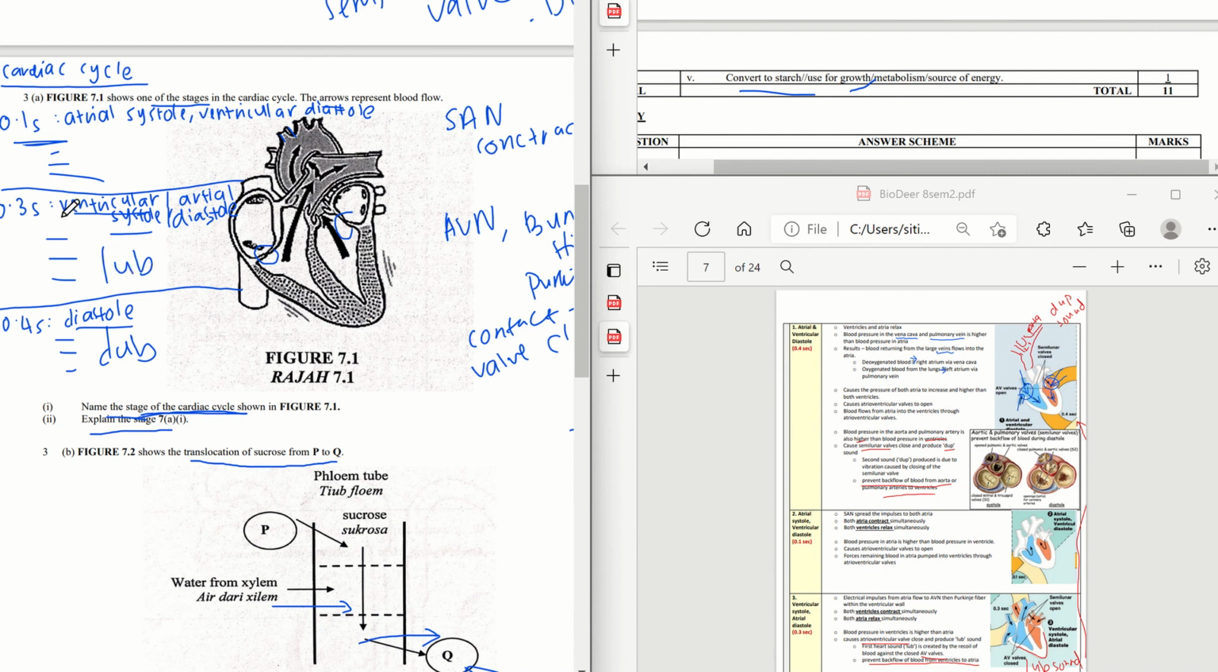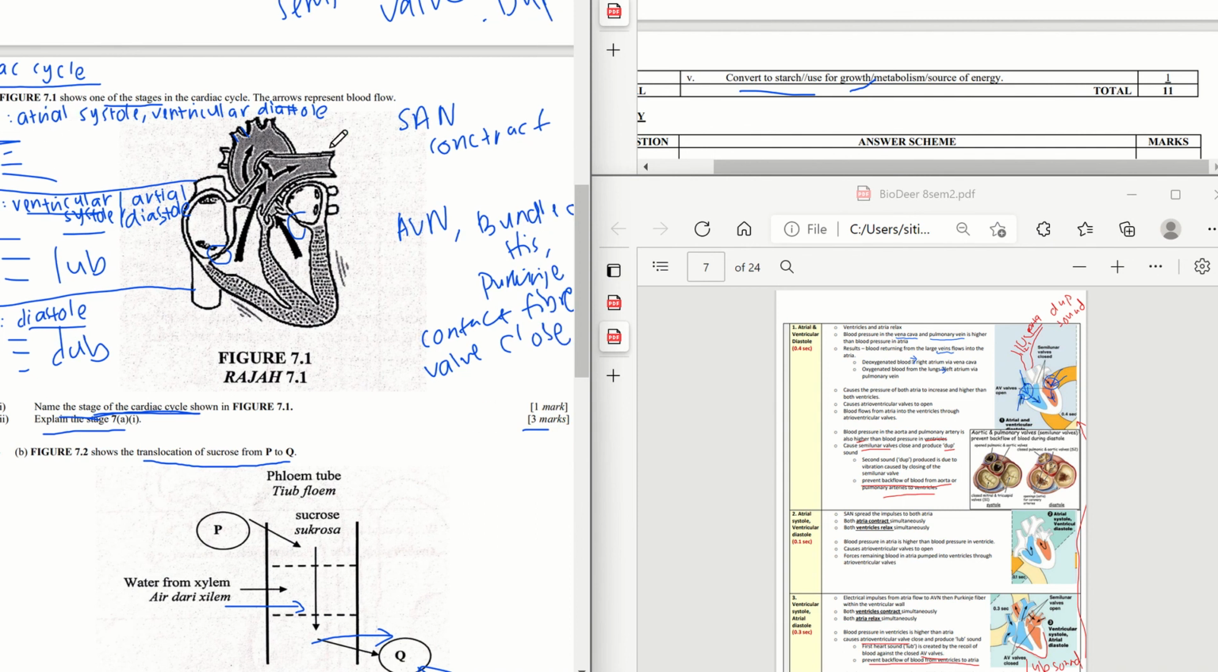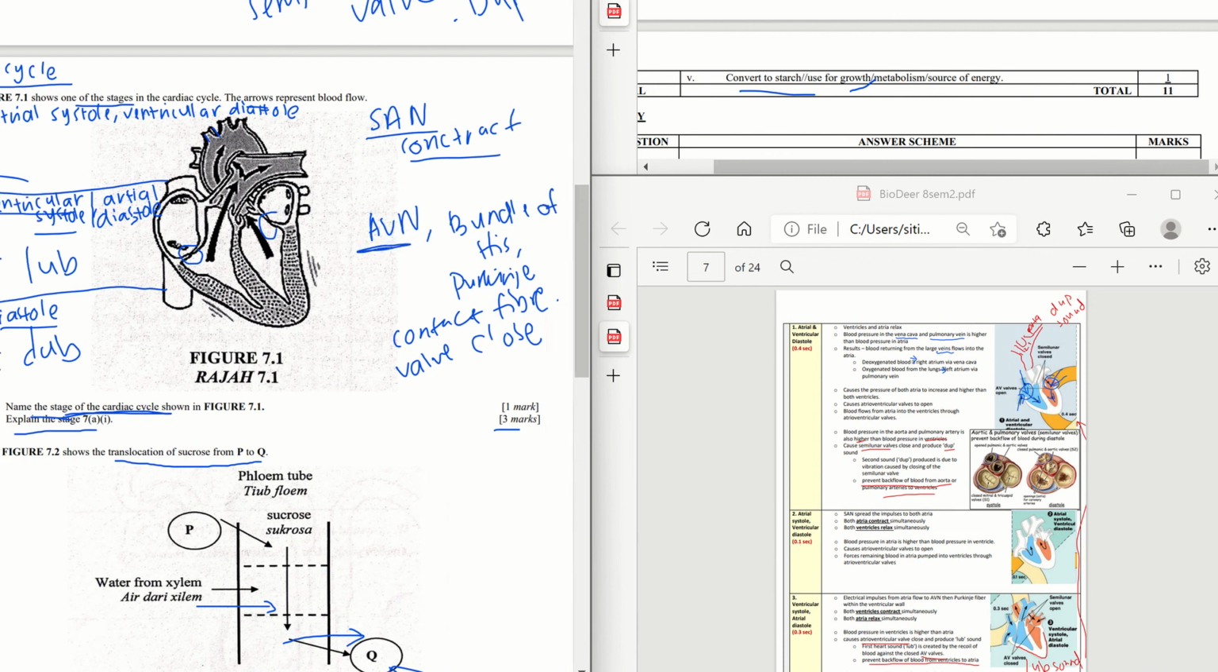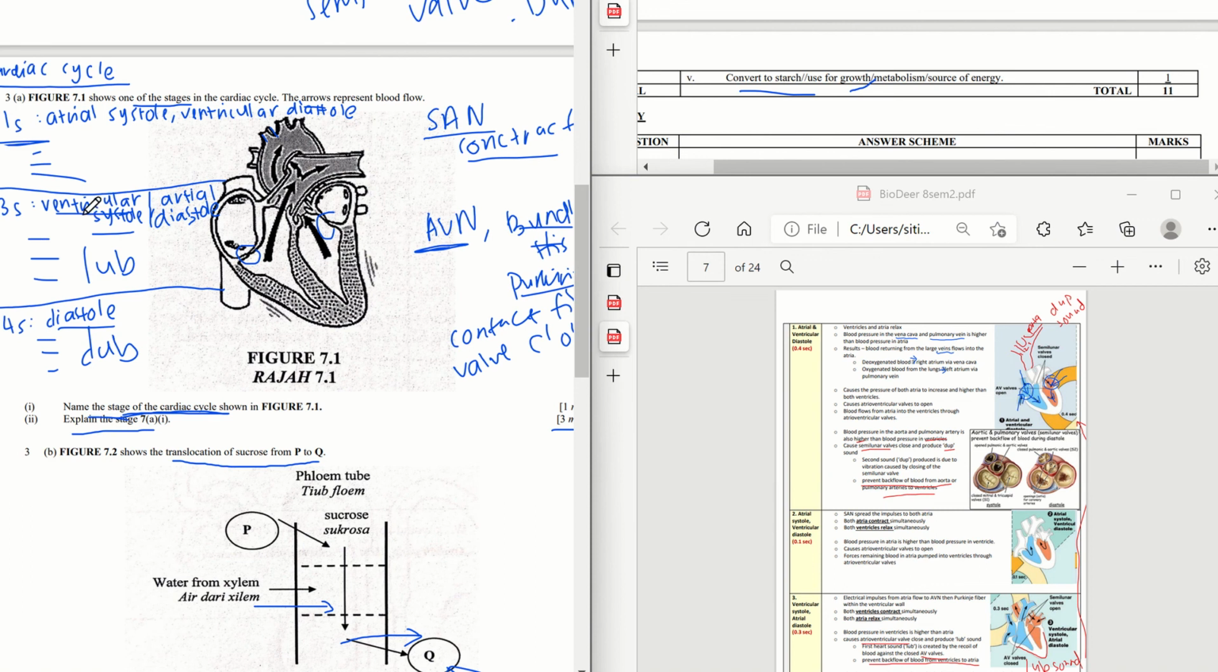Okay, so bila atrial systole, siapa yang akan cause the atria contract? SAN. Kalau ventricular, dia contract sebab AVN, atrioventricular node, send impulse to bundle of His dan Purkinje fiber. Okay, and then tadi saya suruh cerita pasal apa pula? Siapa yang contract pula sekarang? Ventricular, ventricle contract. Ini cerita pasal pressure.